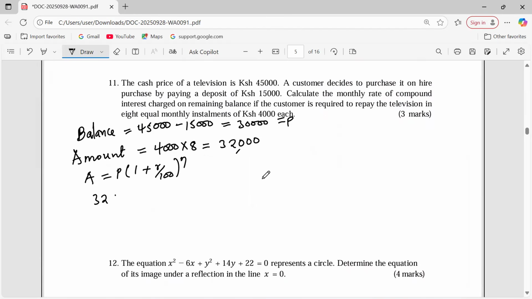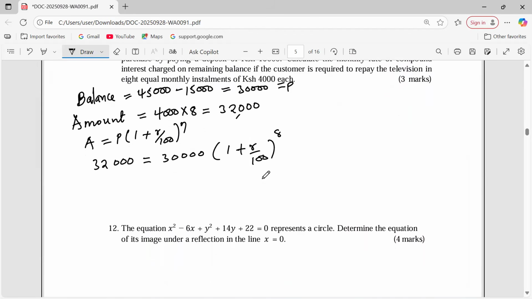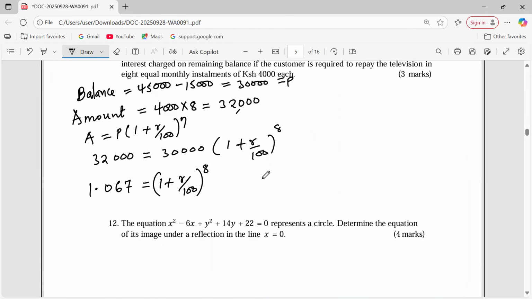So 32,000 equals 30,000 times 1 plus the unknown rate over 100, and this should be raised to 8 interest periods. Now, we first divide through 32 by 30 to give us 1.067. This is equal to 1 plus r over 100 raised to 8, after dividing by 30,000 all through.